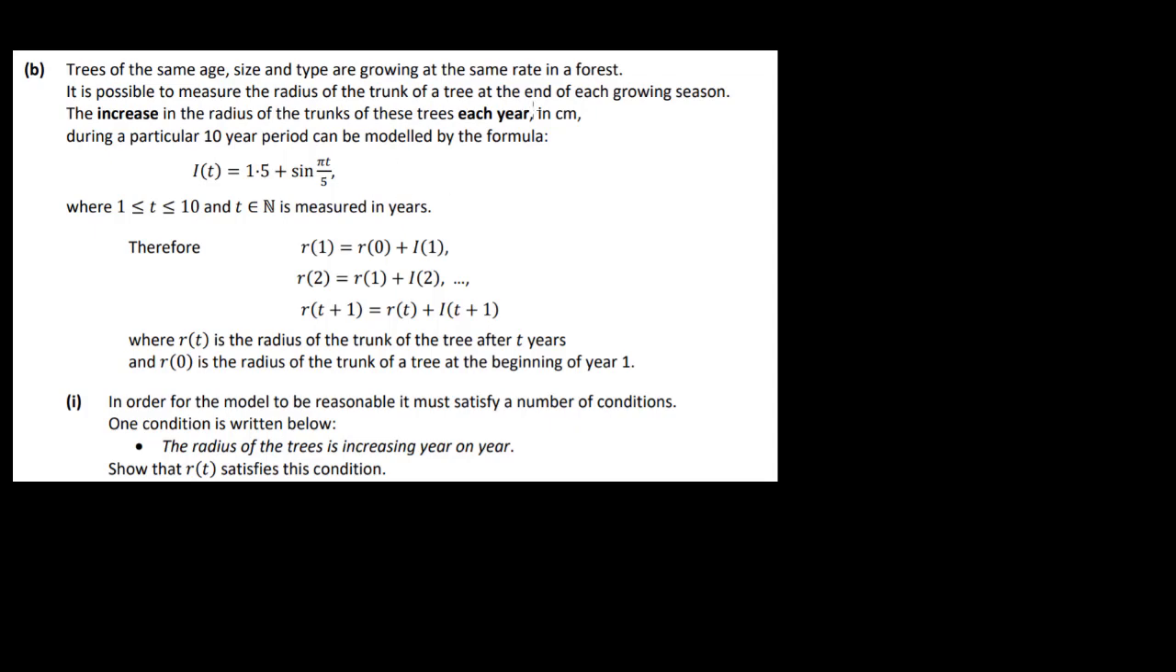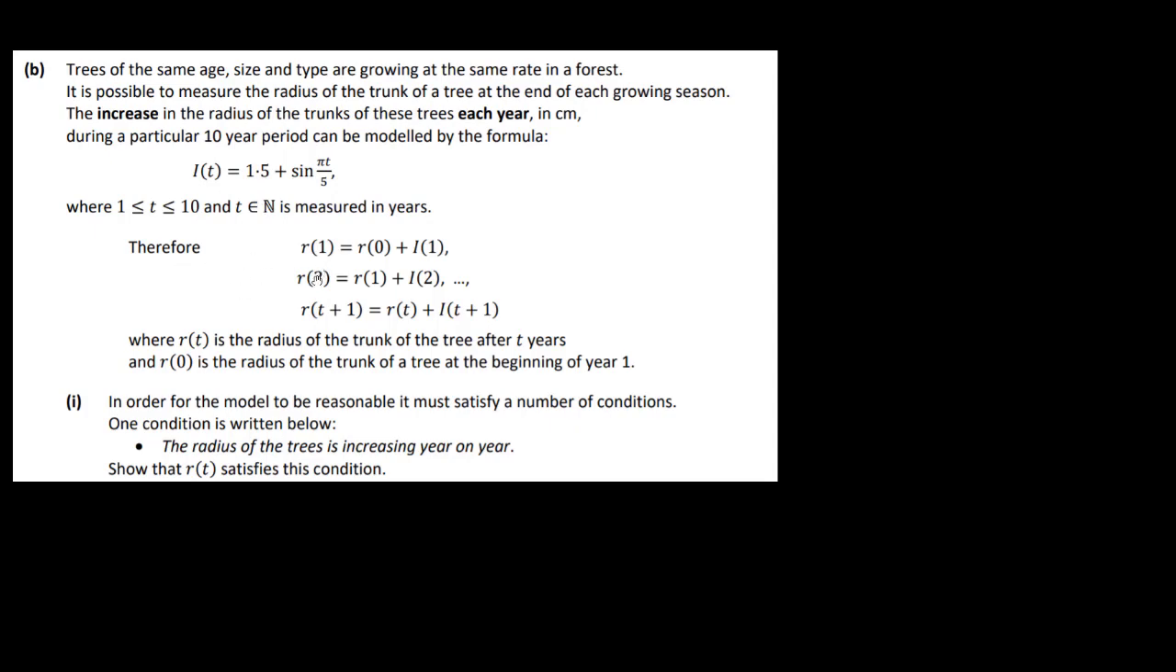So you can see here, if we look at our formula, it's a sine function. So we've got a 1.5 here, and we're adding sine of pi t over 5. So if t goes from 1 up to 10, the first year will be 1 pi over 5, or just sine pi over 5. The 10th year is going to be 10 pi over 5, or just 2 pi. So this will be sine of 2 pi here, and the sine of 2 pi we know is just 0. So that's the first formula anyway.